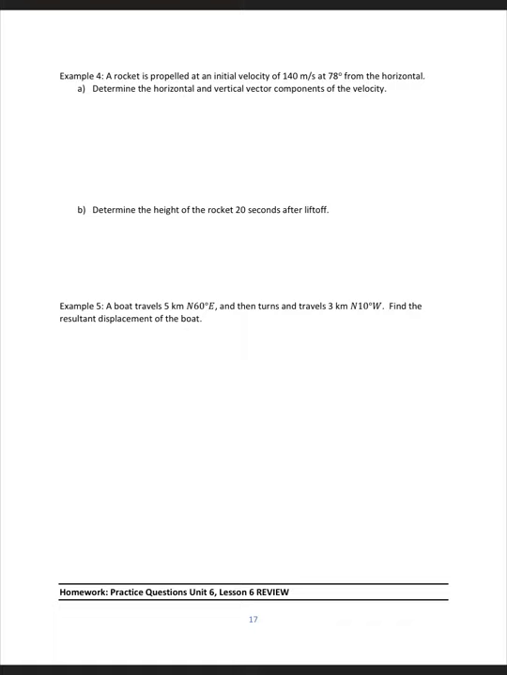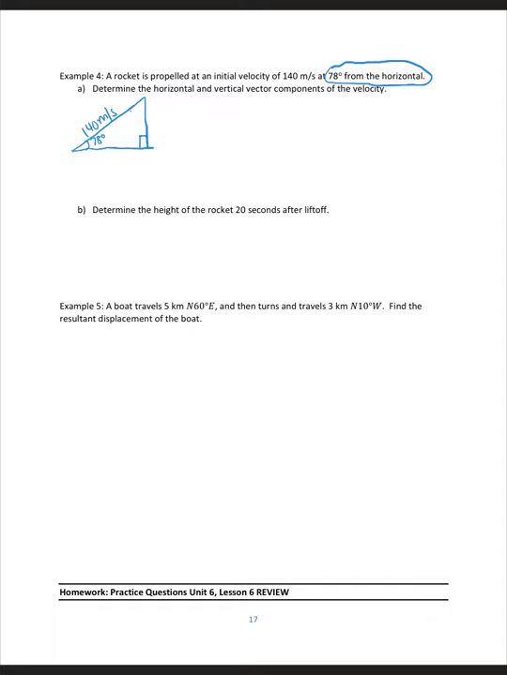Our rocket is propelled at an initial velocity of 140 meters per second at 78 degrees from the horizontal. So remember, we said that we could represent it in a northeast-south direction, or we could represent angles based on another vector. So we're representing this angle as 78 degrees from the horizontal. Determine the horizontal and vertical components of the velocity. All right, so if we have a rocket propelled at 140 meters per second, and if we were to compare this with the ground, or some horizontal, the angle it makes with the horizontal is 78 degrees.